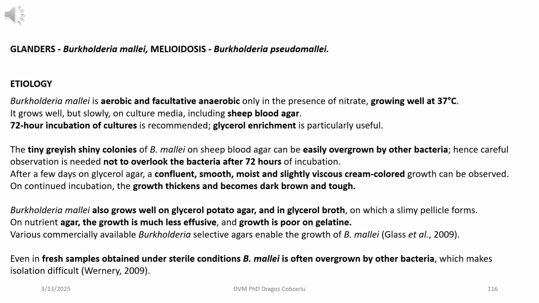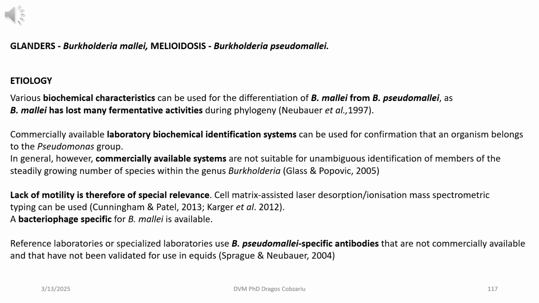The organisms are difficult to detect in various commercially available selective agars that enable the growth in culture media. They vary in appearance depending on the age of the culture and must be obtained under sterile conditions. In older cultures, B. mallei is often overgrown by other bacteria, which makes isolation difficult. Various biochemical characteristics can be used for the differentiation of B. mallei from B. pseudomallei, as B. mallei has lost many fermentative activities during phylogeny.